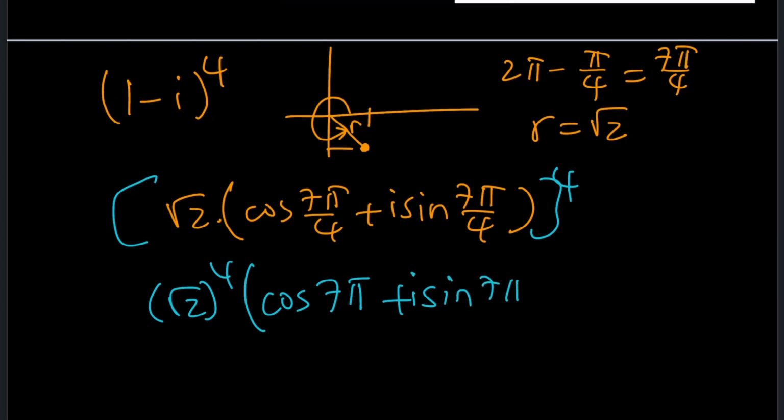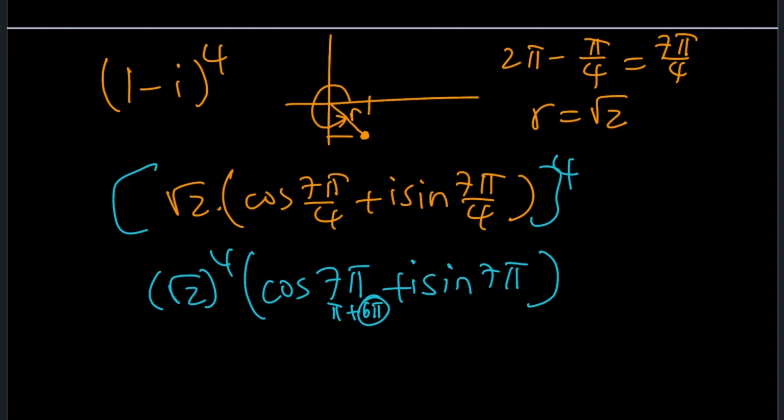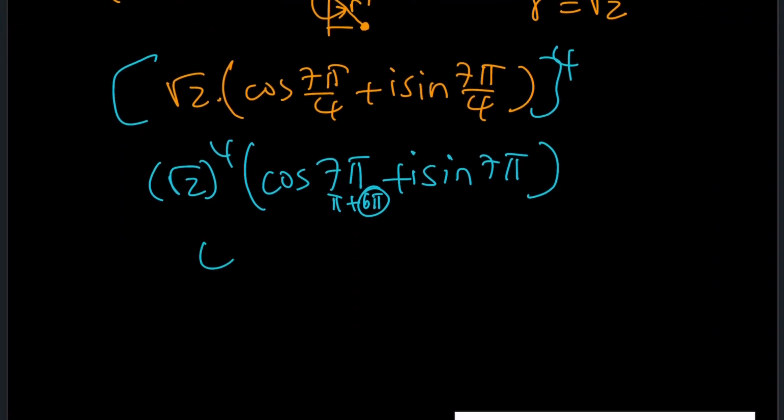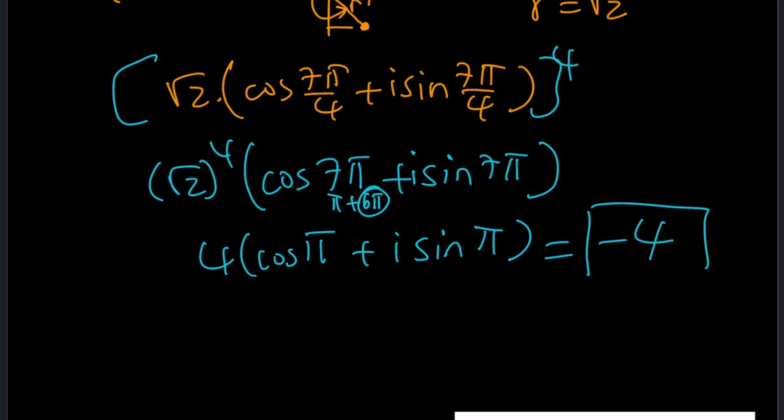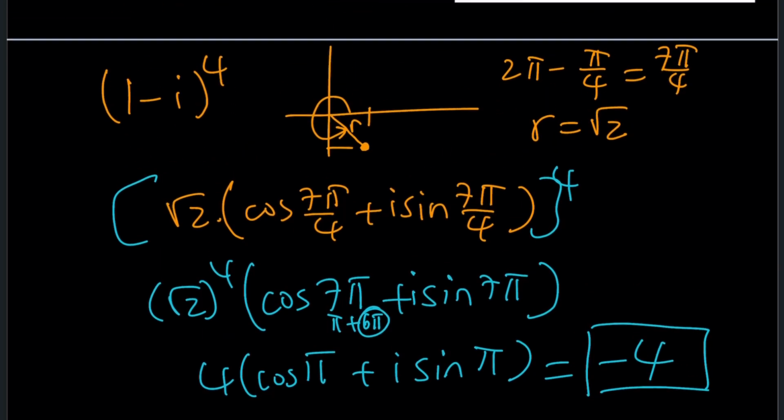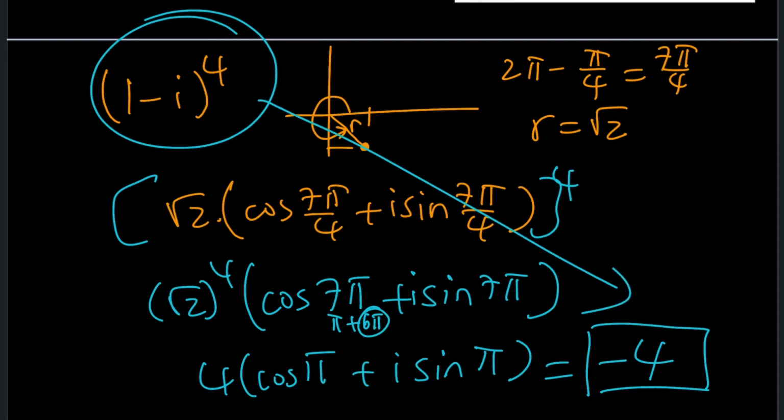But 7 pi is greater than 2 pi. If you subtract multiples of 2 pi from it, you're going to notice that it's actually pi plus 6 pi. 6 pi is 0, in other words. And this is going to be 4 times cosine pi plus i sine pi. And since cosine pi is -1, we can basically write this as -4. In other words, if you raise this number to the 4th power, you get -4, which is kind of interesting, right?